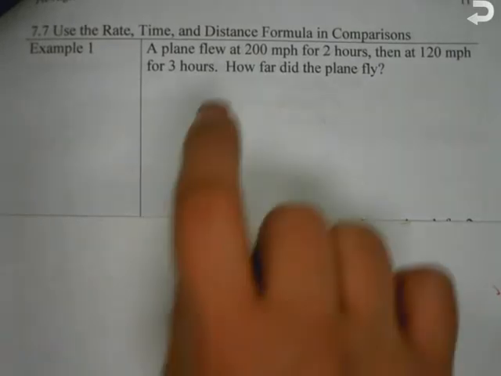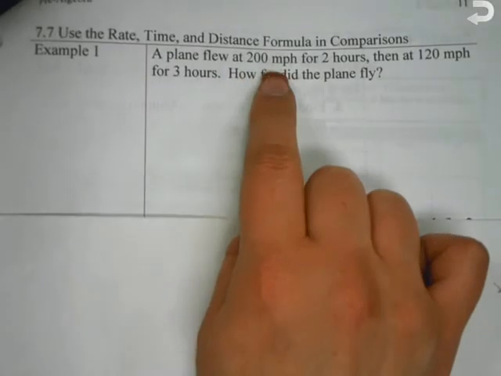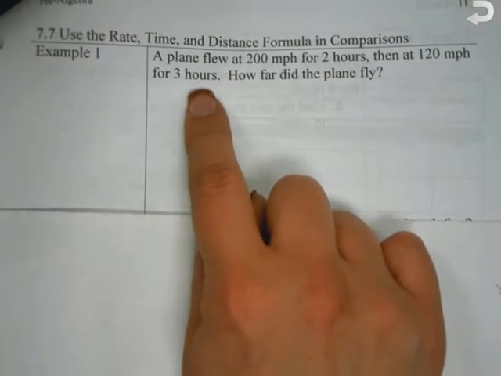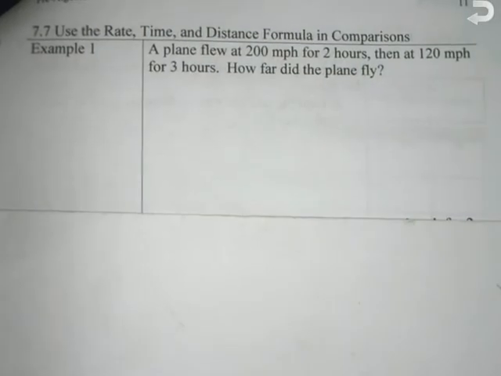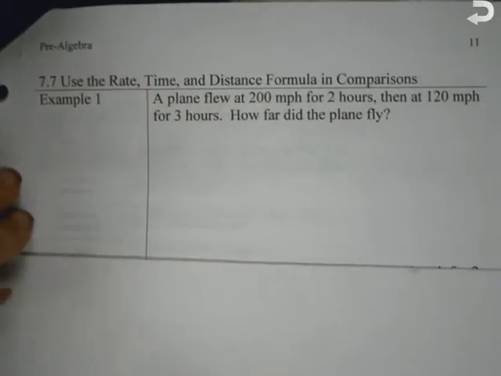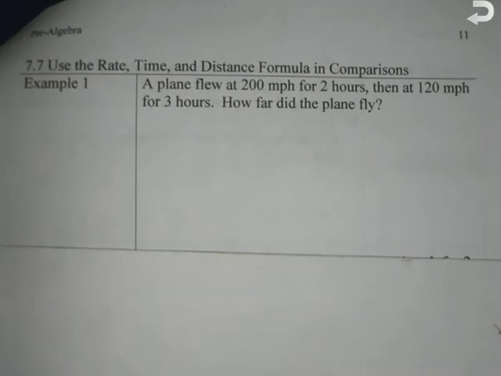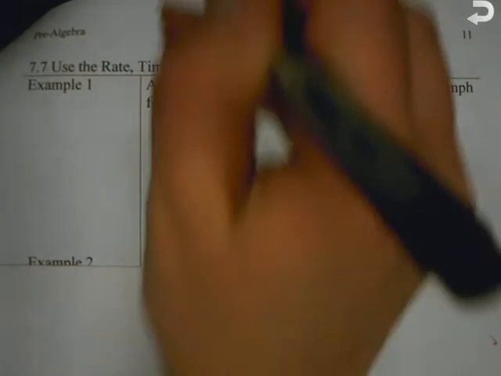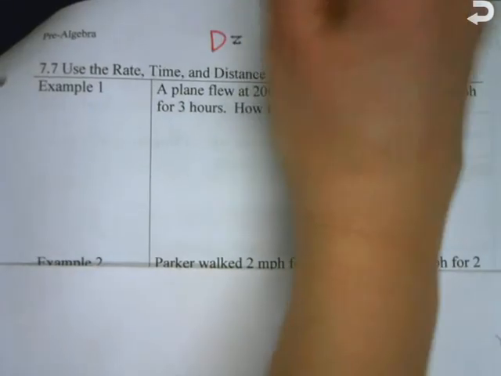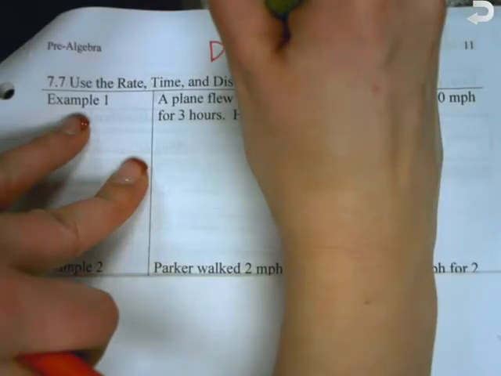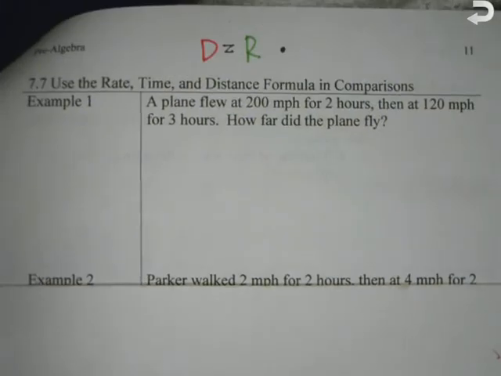A plane flew at 200 miles per hour for 2 hours, and then at 120 miles per hour for 3 hours. How far did the plane fly? Before we start, at the top of my notes, what is the distance, rate, and time formula? D equals R times T. Good. Please write that at the top of your paper so that we can refer back to it.